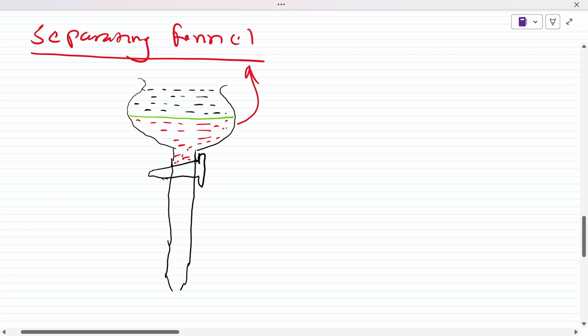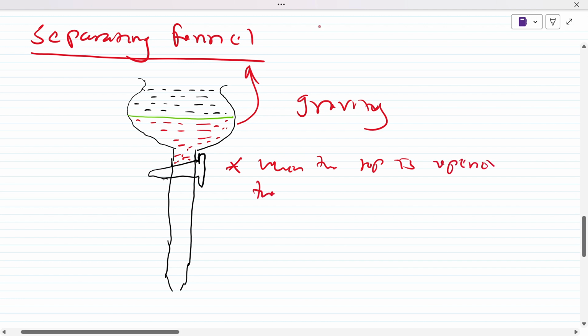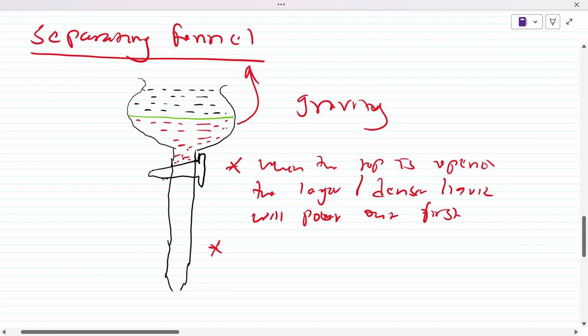Now, how does it work? It works on the principle of gravity. So what happens is, when the tap is opened, the bottom layer, the denser liquid, will pour out first. Then, when you're about to reach the layer, the layer is poured out.